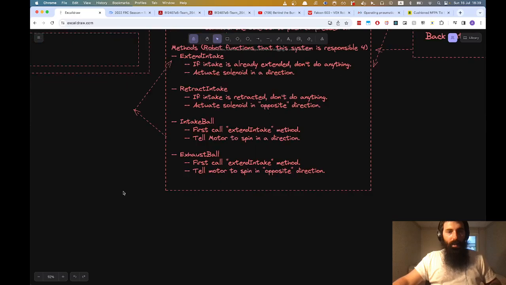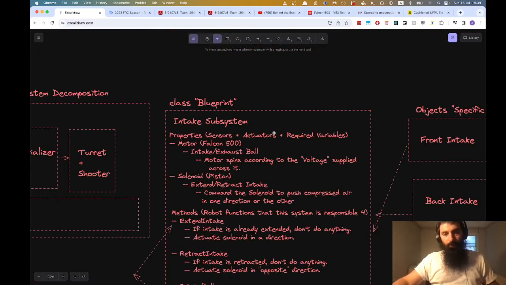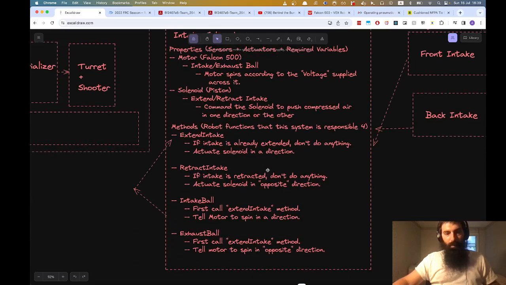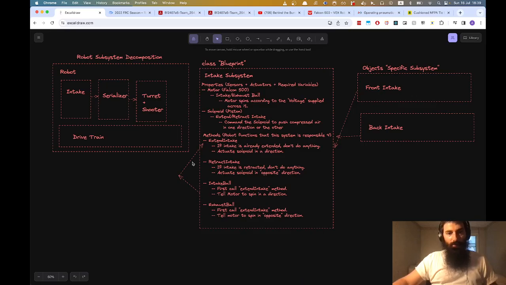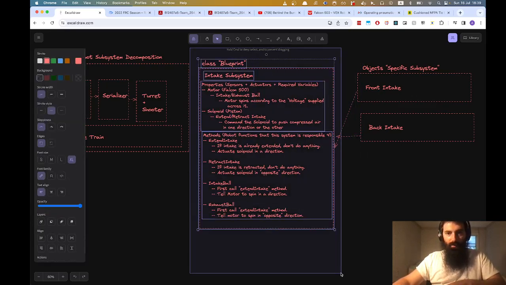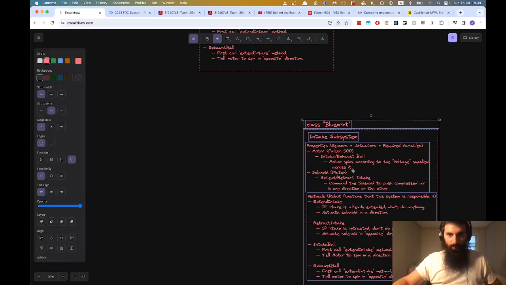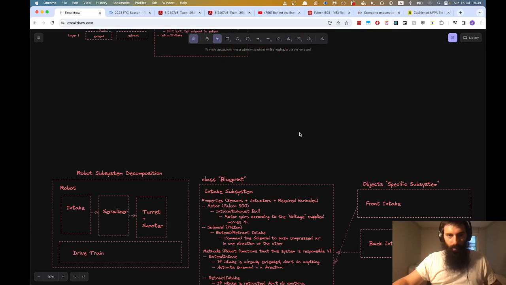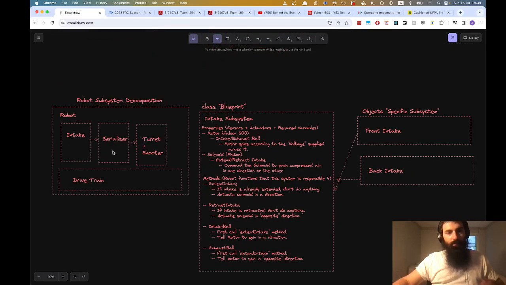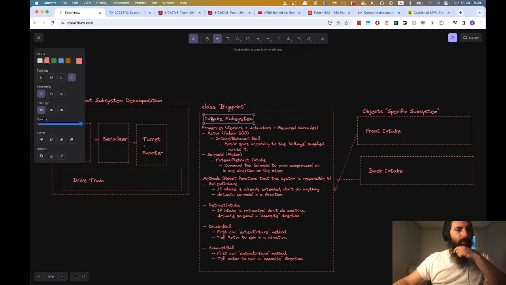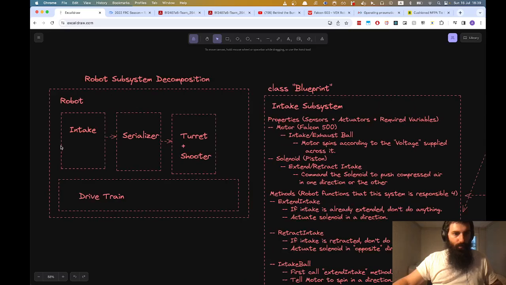So this right here is how we would conceptualize the intake subsystem. So once you've done this robot subsystem decomposition, I'm going to just get rid of these arrows, you can take this and actually start designing the code, okay? So what we're going to be doing is we will keep this down here, okay? And that's the intake. So the serializer, the turret, actually the shooter is a good one to do, or the elevator.